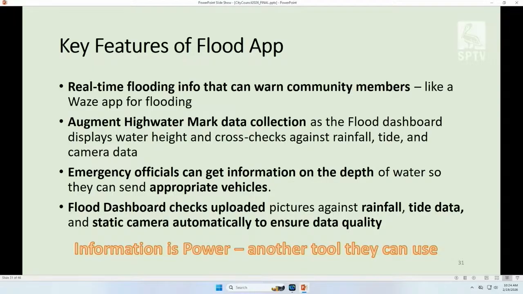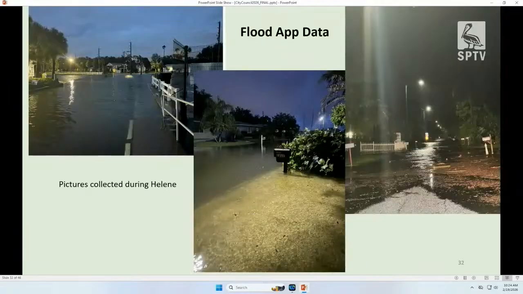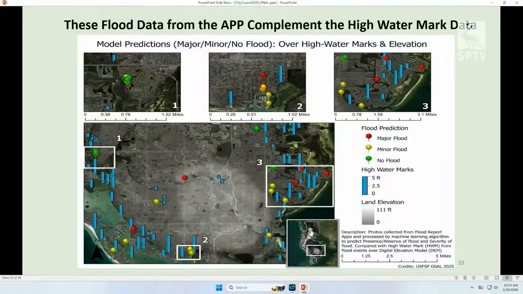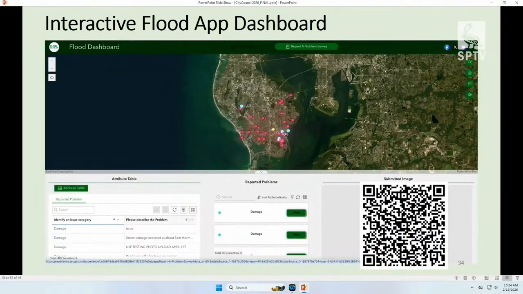And one of the things is that we wanted to make sure there's high quality information. Again, here are the various flood app data we have collected during Hurricane Helene. People uploaded these pictures, right? We know the location. We also know the height of the water. We can take those floodwater data, we can plot them against the high water marks that city and county collect from those flood points. And we know what areas are experiencing major flooding and minor flooding. We have a real-time dashboard that shows this.